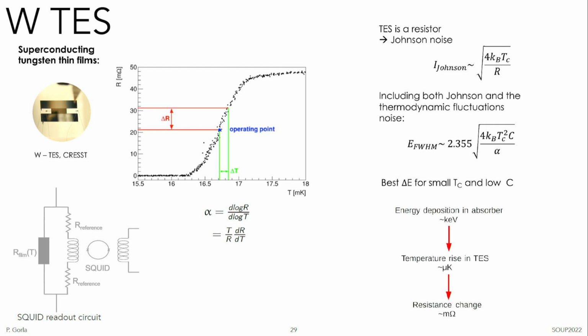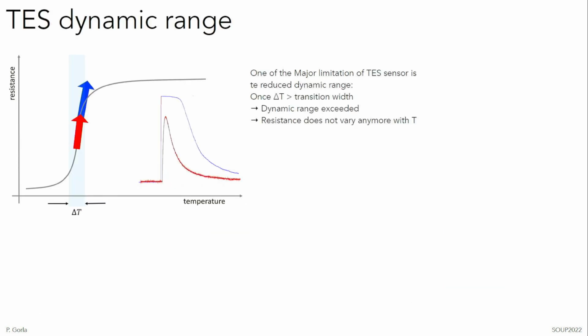And the kind of variation you deal with: the deposition in the absorber is of the order of 1 keV, you have an increase of the temperature in the TES in the microkelvin range, and as I said before, you have a resistance change in the millikelvin range. Which is the main downside of these detectors? Well, the main downside is that the dynamic range is extremely small.